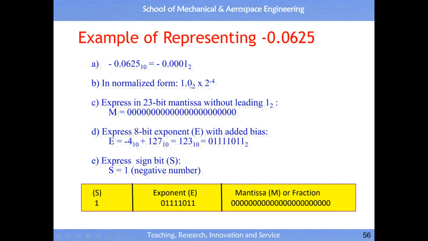Once you have this, then this will be the mantissa, so all 0.